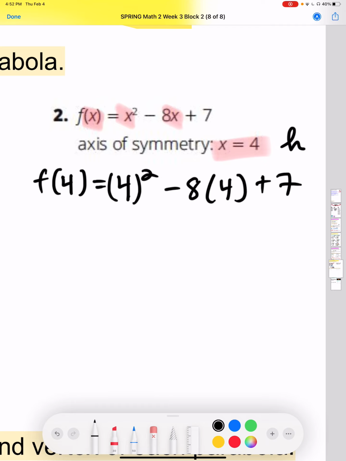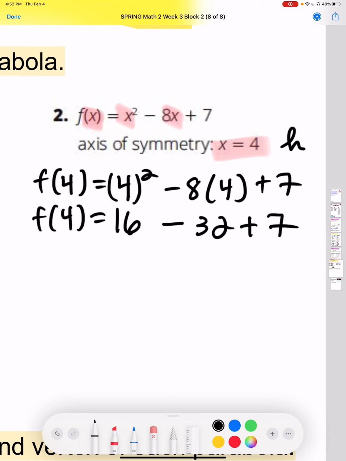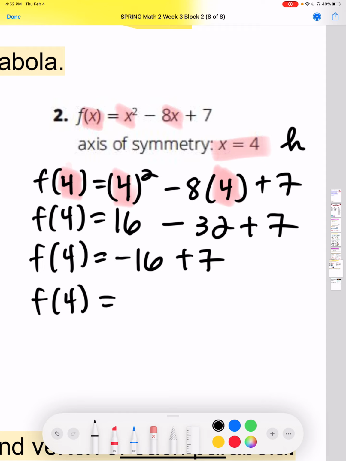Remember to use parentheses when you're substituting. So I have f of 4 equals 4 squared is 4 times 4, which is 16, minus 8 times 4 is 32, plus 7. Keep bringing stuff down. Let me highlight to show you where I got this 4 from. I just plugged in. f of 4 equals 16 minus 32 is negative 16. Bring down the plus 7, and then do that subtraction. So f of 4 equals negative 9.